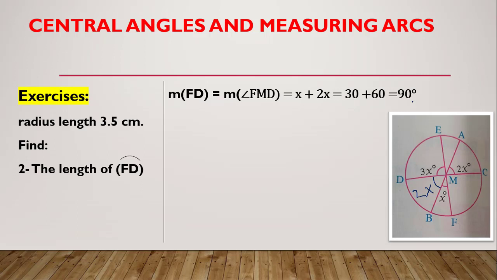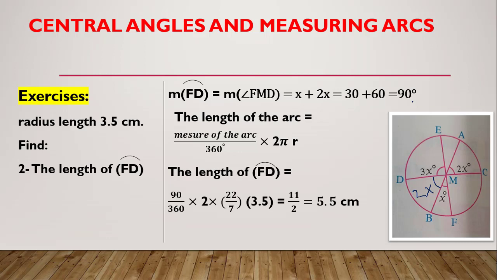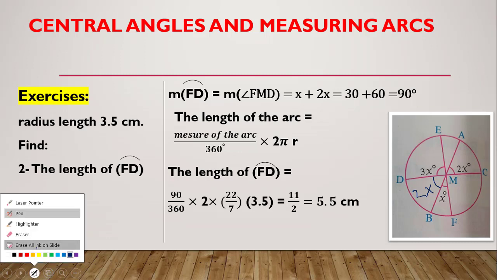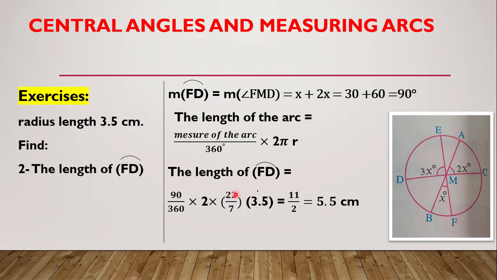The length equals the measure of the arc over the measure of the circle, which is 360, multiplied by 2 pi r. I have r here as 3.5. So I multiply 90 over 360 multiplied by 2 multiplied by pi, which is 22 over 7, multiplied by 3.5, which will be 5.5 centimeters. So the length of the arc FD is 5.5 centimeters.